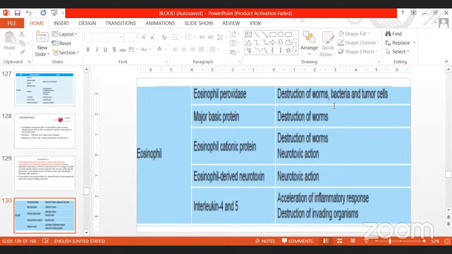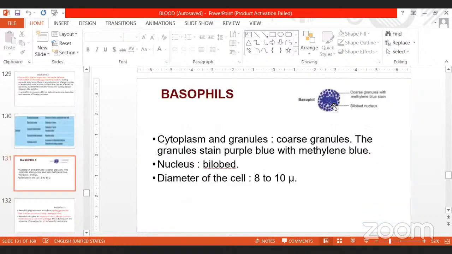And eosinophil derived neurotoxin, that again produces a neurotoxic action, and interleukin 4 and 5, which accelerate the inflammatory response and also help in the destruction of the invading microorganisms. So as a whole, the eosinophils help in the destruction of the parasites, especially worm infestations.